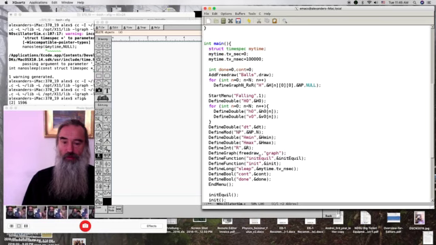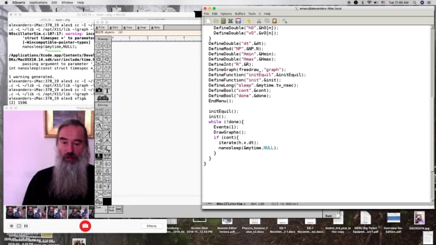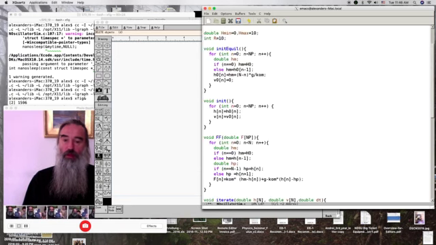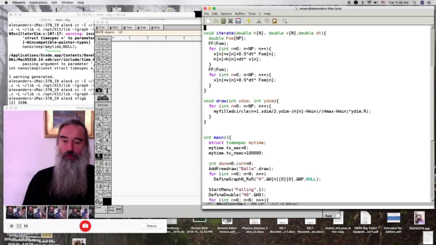Then we have the draw routine, which you can click on, and we can see these moving particles. And we have our sleep routine, and there we go, right?